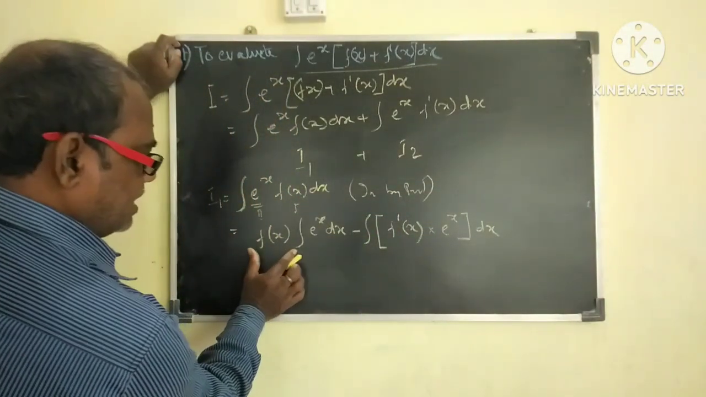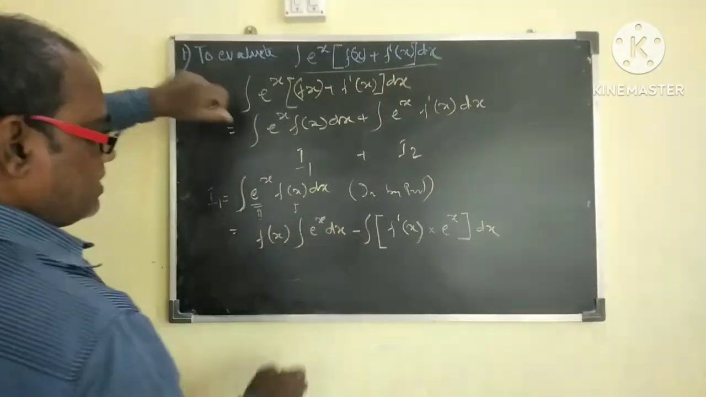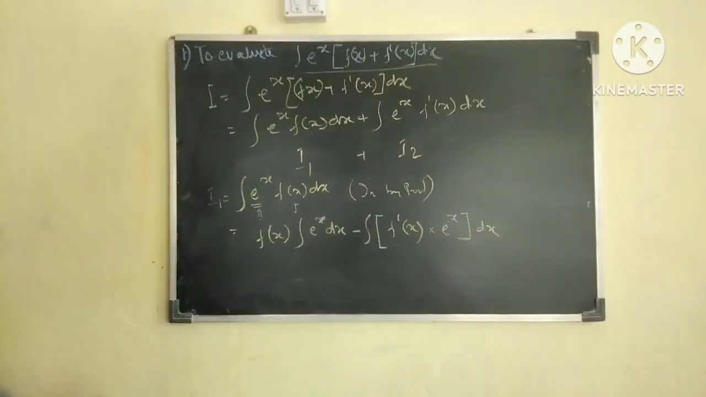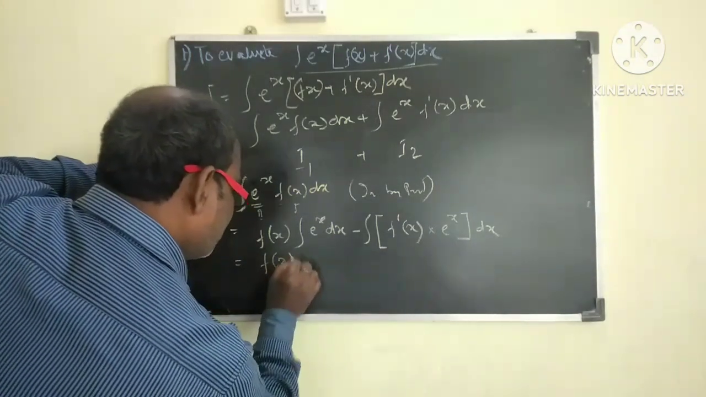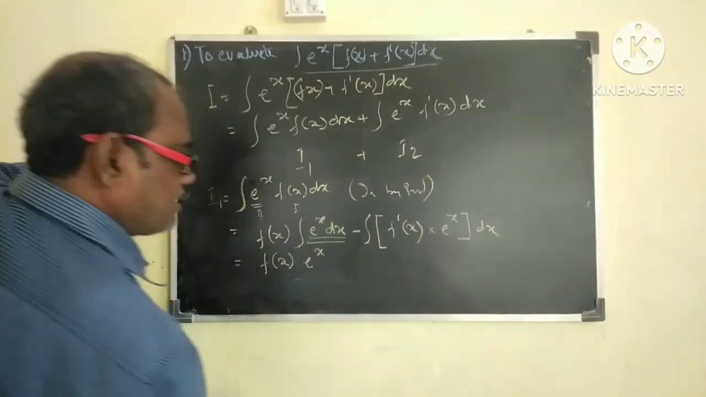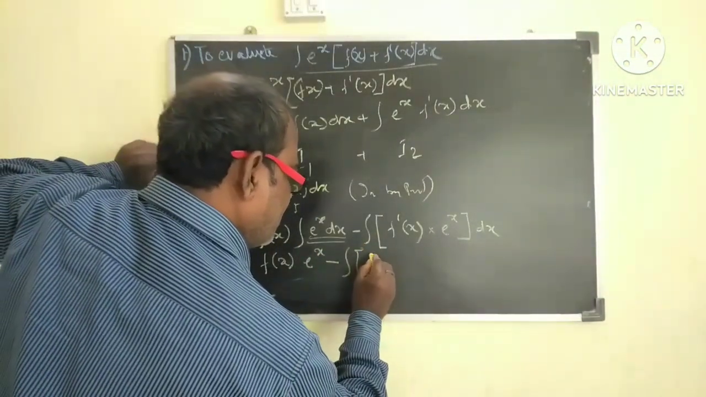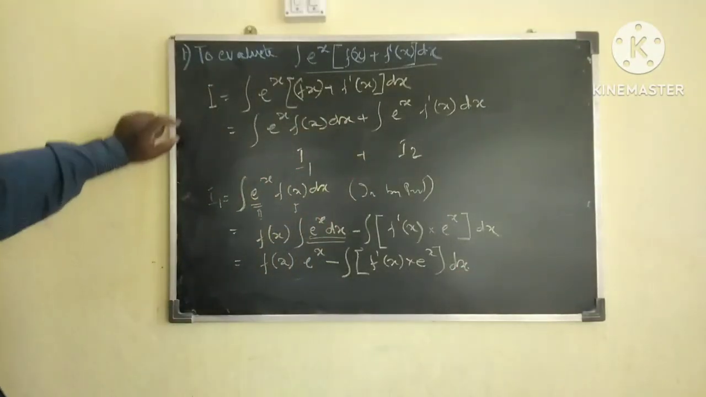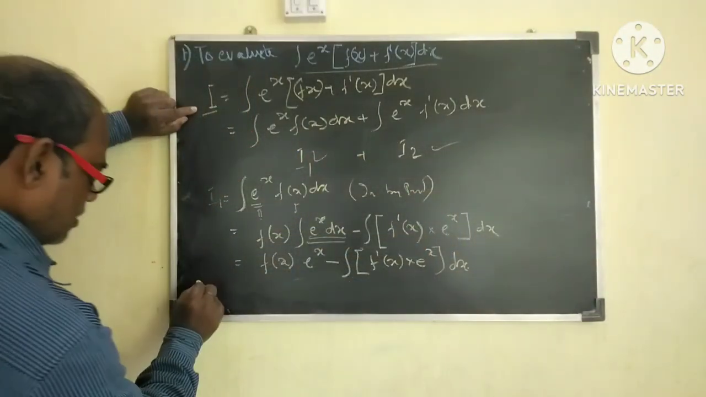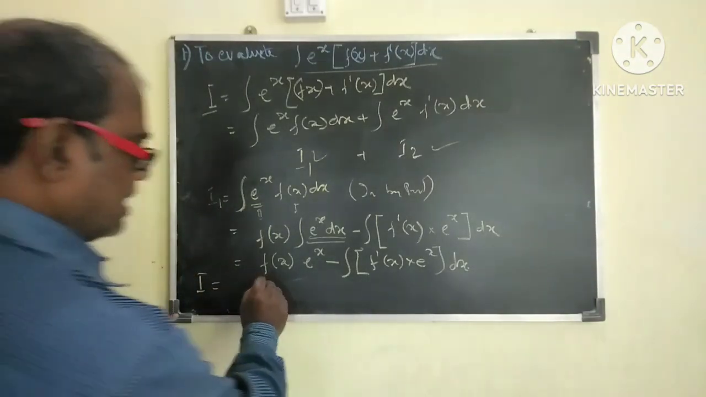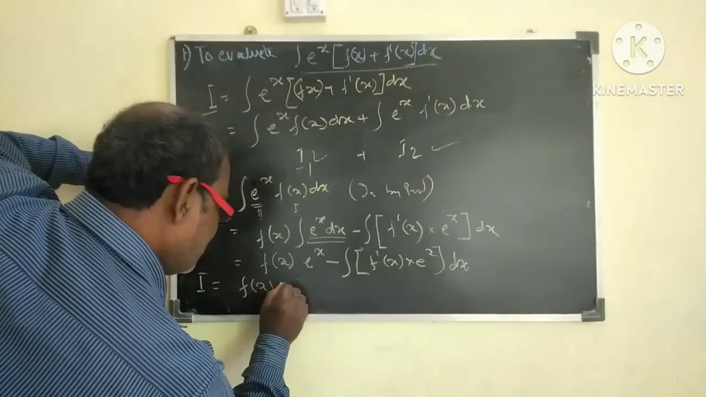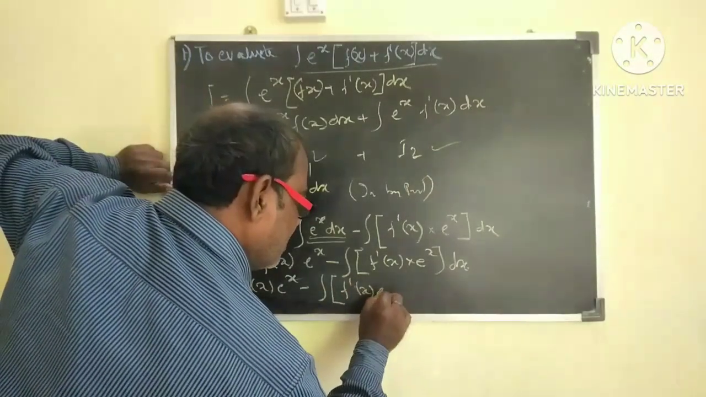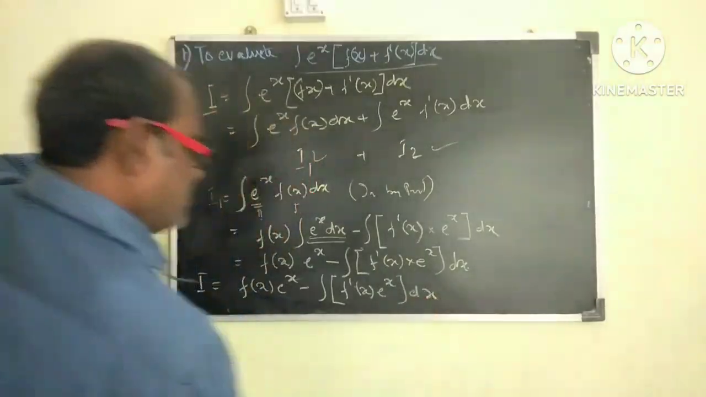what we get is first function into integration of second function, minus integral of differentiation of first function, f dash x, into integral of second function, dx. Now this can be written as f of x, integration of this is e to the power of x, minus f dash x into e to the power of x dx. Already we know that I is equal to I1 plus I2. So we get I is equal to, what is I1? We can write I1 here: f of x e to the power of x minus integral of f dash x e to the power of x dx. And what is I2?